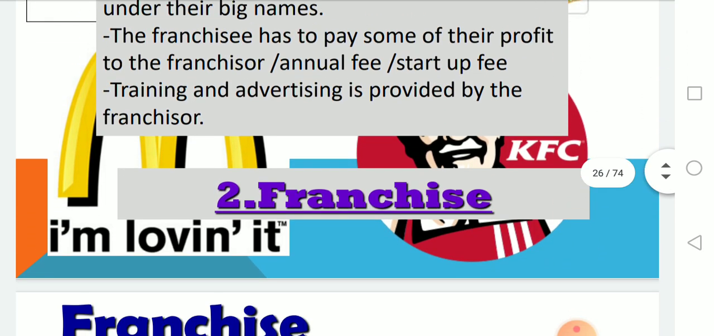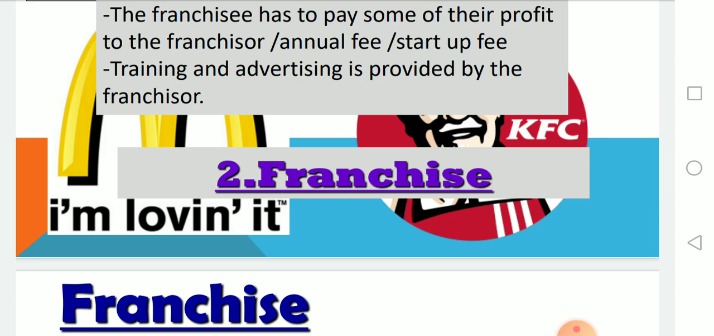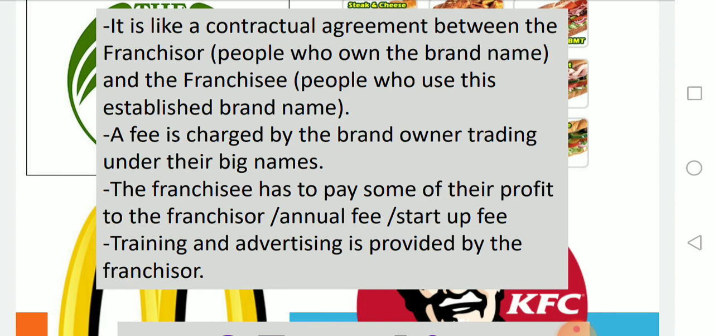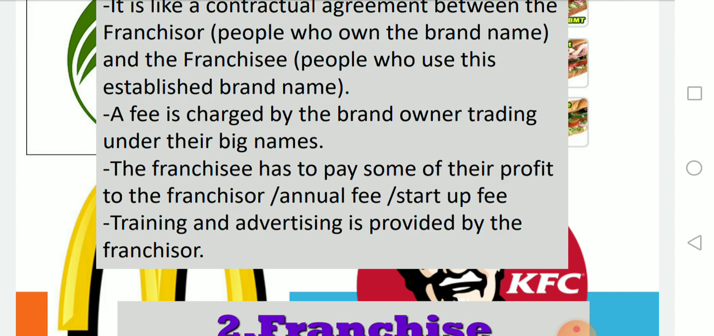Let's have another kind, which is franchising. What about franchising? It's a contractual agreement between the franchisor, the people who own the brand name, and the franchisee, the people who use the established brand name like McDonald's, like the McDonald's shops here in Egypt. A fee is charged by the brand owner. The franchisee has to pay some of their profit to the franchisor, with an annual fee and a startup fee also.